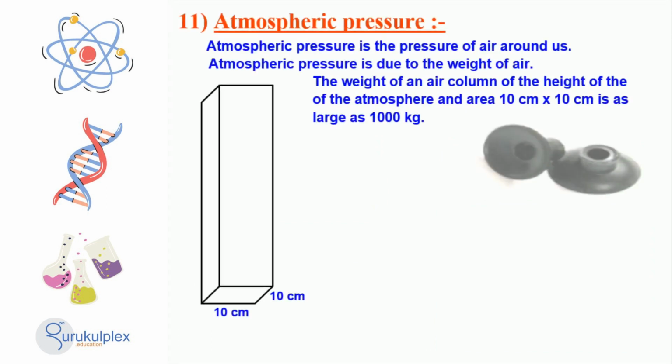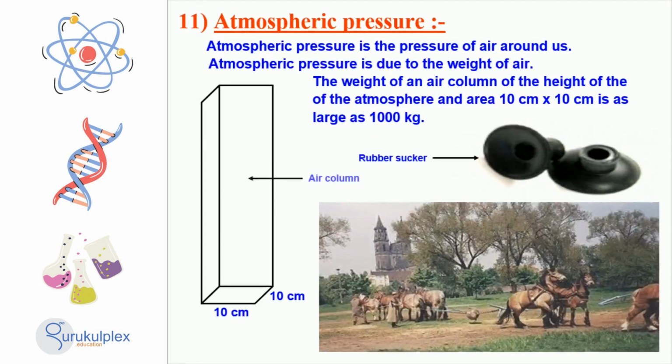Atmospheric pressure is caused by the weight of the air. The Magdeburg hemispheres experiment demonstrated that a 10 cm by 10 cm air column weighed the equivalent of 1,000 kilograms. This remarkable physical phenomenon encourages us to further explore our atmosphere and how it affects the environment.